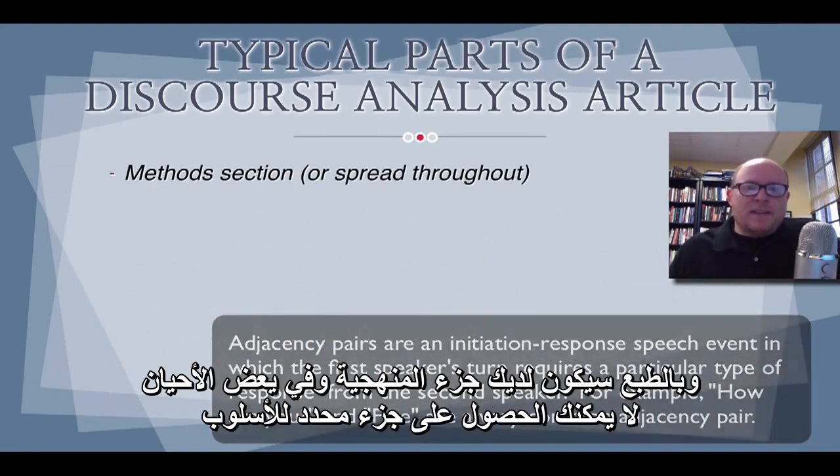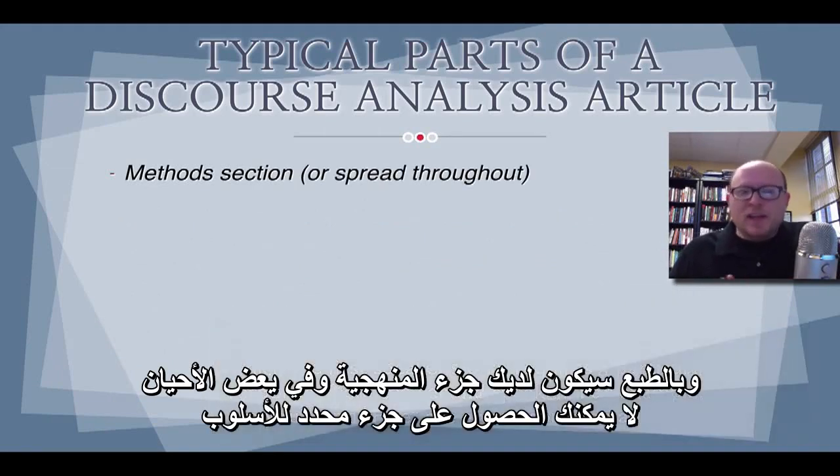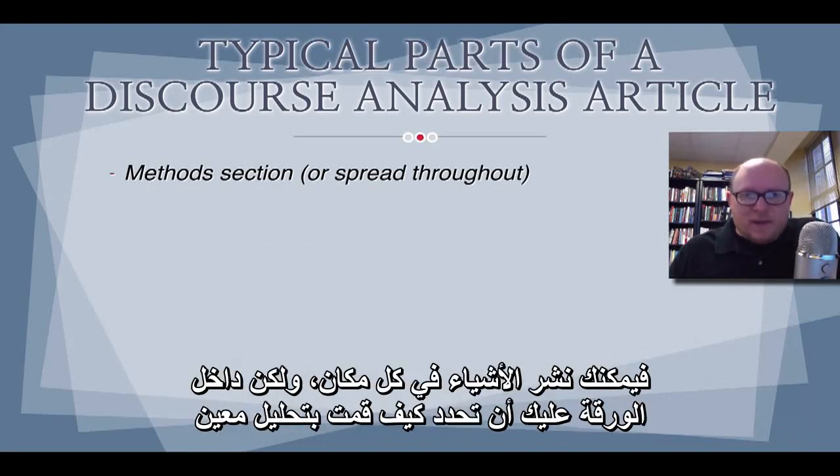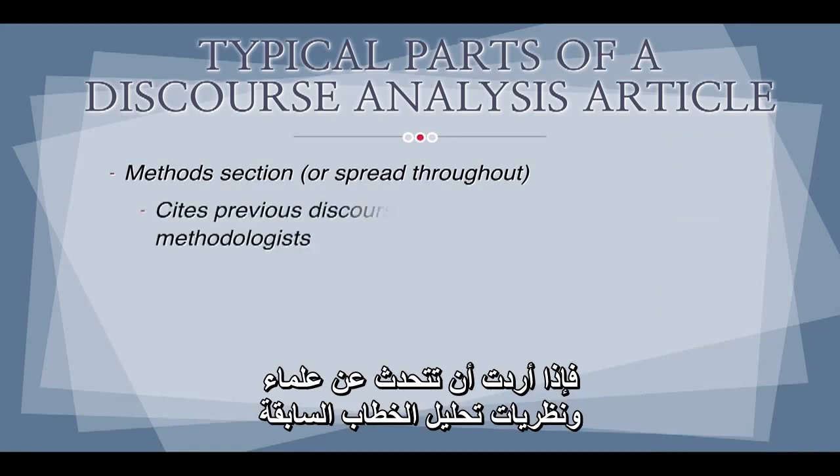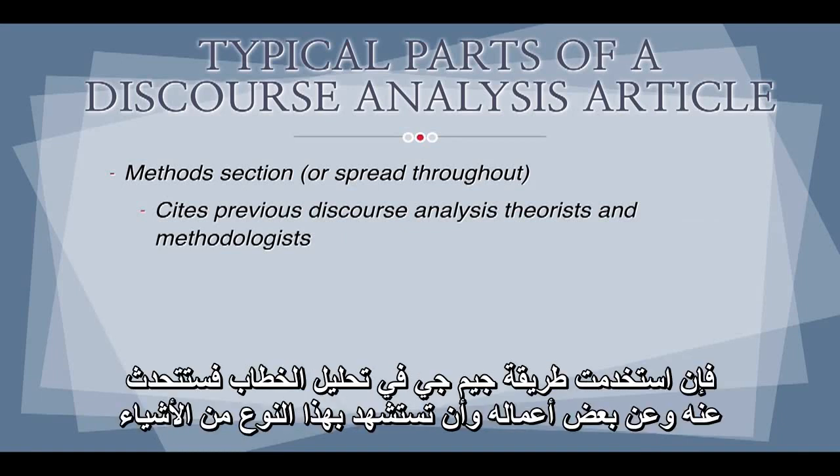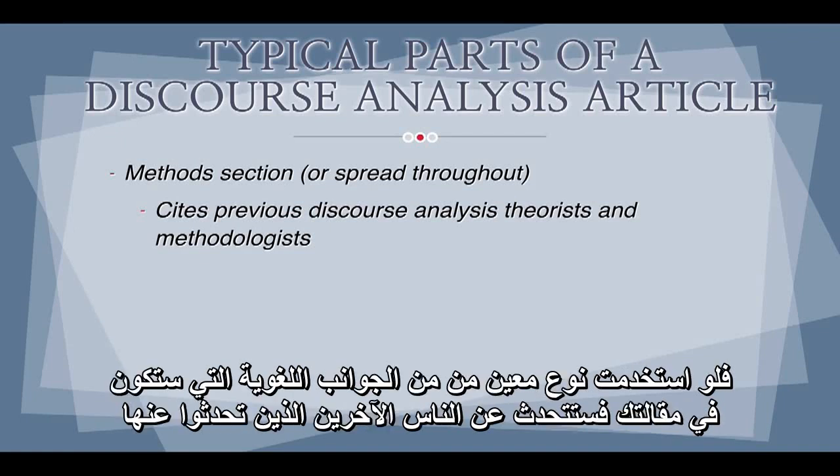Then, of course, you'd want to have a methods section. Oftentimes, you may not have a specific section for methods. You can spread those things throughout, but within the paper, you need to be very specific about how you've gone about doing the particular analysis. So you'd want to talk about any previous discourse analysis theorists or methodologists. If you're using Jim Gee's specific type of discourse analysis, you'd want to talk about Jim Gee and some of his work and cite those kinds of things. If you're using any particular linguistic aspects that are going to be in your article, you want to talk about other people who have talked about those as well.